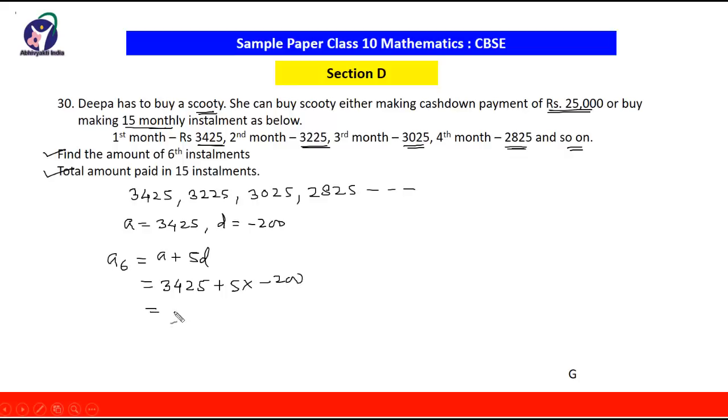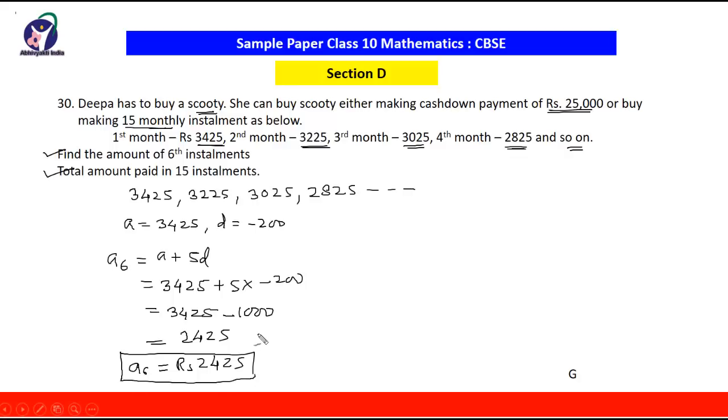So that is equal to 3425 minus 5 times 200, so it will be 1000. After subtracting 1000 from 3425, it will be 2425, and therefore the sixth installment will be rupees 2425. Highlight this step because you have completed the first part of the question. Now we will go for the second step. The sixth installment we have got. Now the second question is the total amount paid after 15 installments.